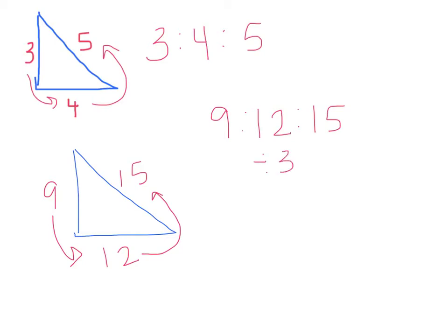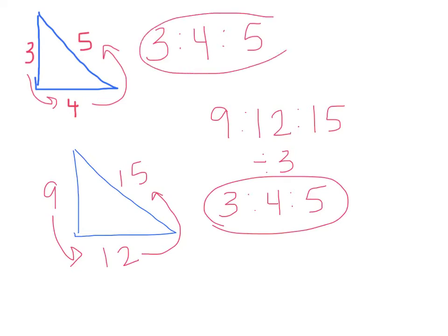And we're going to get 9 divided by 3, which is 3. 12 divided by 3, which is 4. And 15 divided by 3, which is 5. So if you look, this ratio and this ratio are the same. So these triangles, even though their lengths are different, are going to be similar.